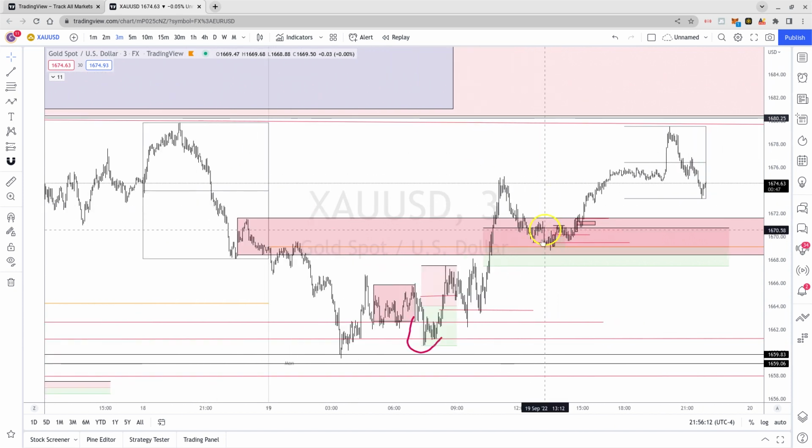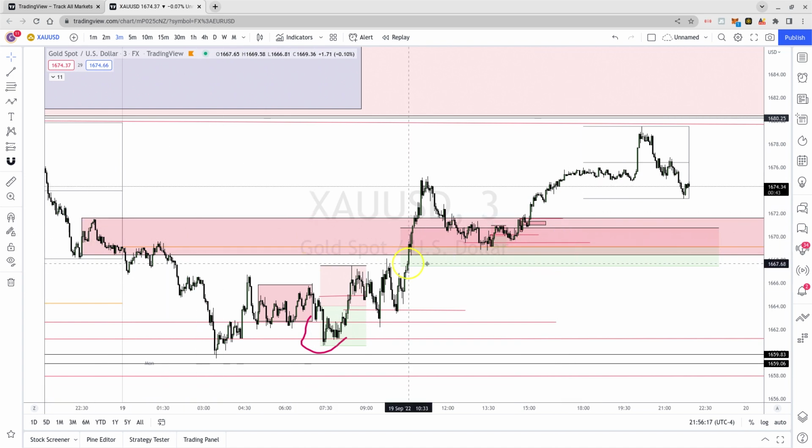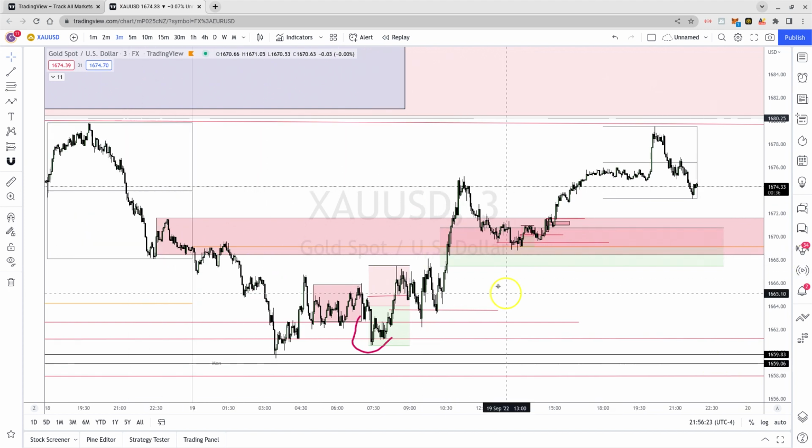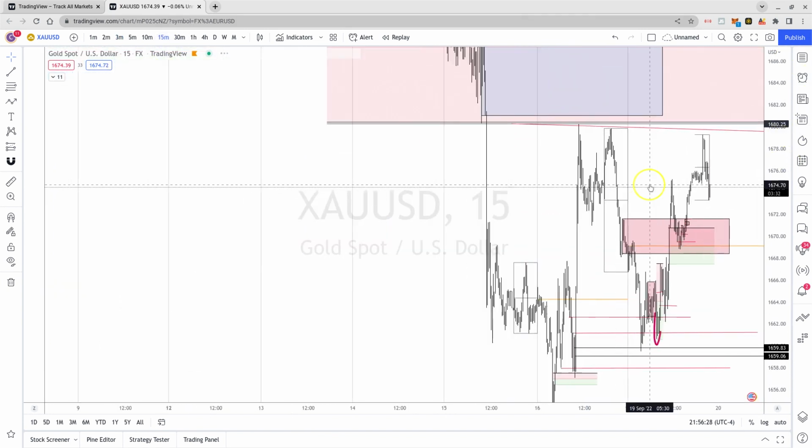So I was pretty confident in buying here because I had multiple confluences. I had a breaker. 50% of the breaker was 50% of the fair value gap, aligned with the true day open price. So yeah, we had a few things that aligned. So I hope that makes sense for you guys.